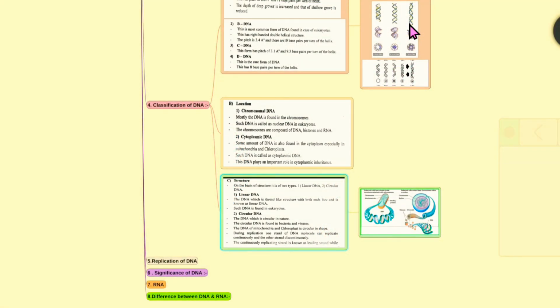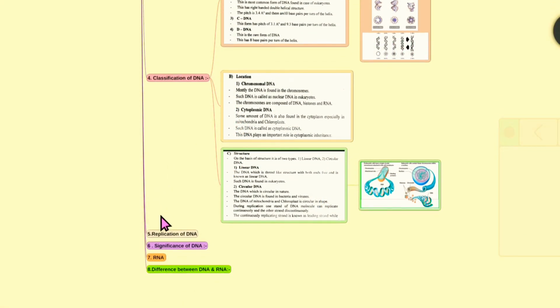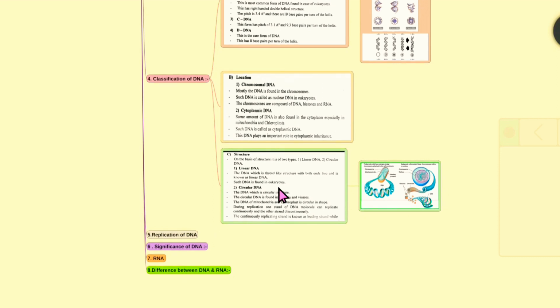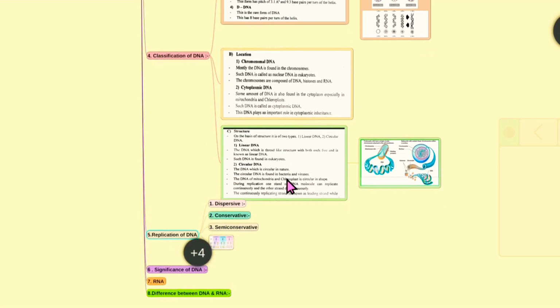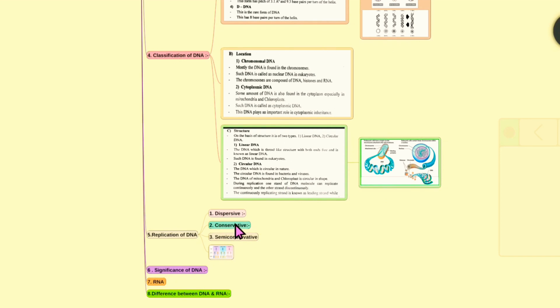And stop here. In the next part we will see the replication of DNA, which is the most important part of this chapter. Replication of DNA has three methods: dispersive, conservative, and semi-conservative.